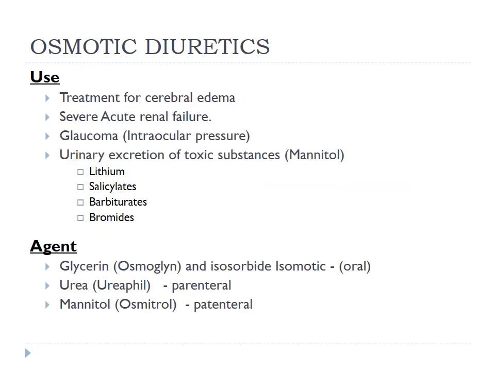The uses for these are in emergency cases, okay? These are used for cerebral edema, severe renal failure, glaucoma, where you have high intraocular pressure, and sometimes for excretion of toxic substances like lithium. Just used for overdose patients as well. So that's pretty much it for osmotic diuretics. Mannitol, all right? Just remember mannitol. Some other agents that they can use are glycerin and urea. Mannitol is the big one that we primarily use.